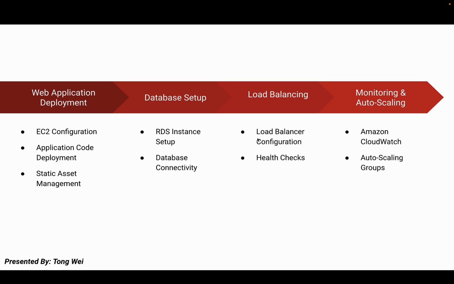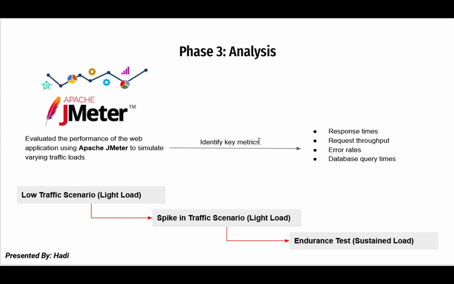I'll now be passing on the time to Hadi. Thank you, Tong Wei. I'm Hadi, and I'll be talking about phase 3 analysis. We've evaluated the performance of the web application using Apache JMeter to simulate varying traffic load and have identified several key metrics such as response time, request throughput, error rates, and database query times. We carry out 3 tests, for example, low traffic scenario, spike in traffic scenario, and lastly, endurance test.